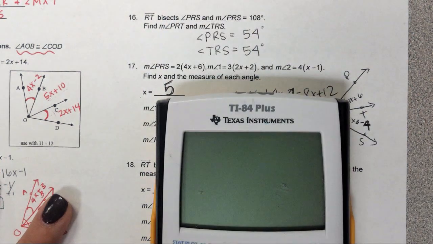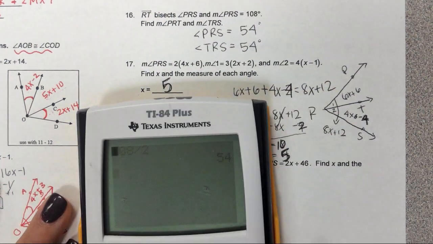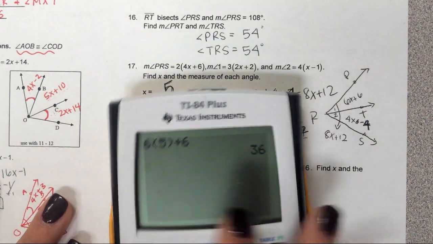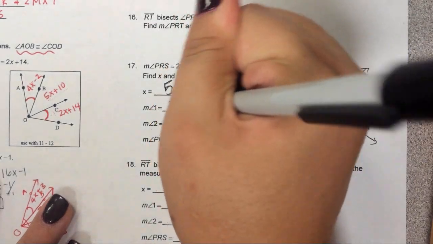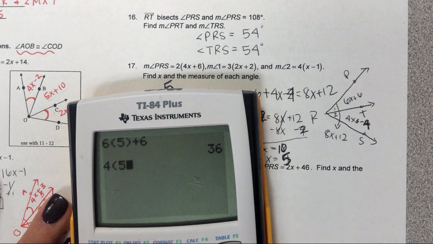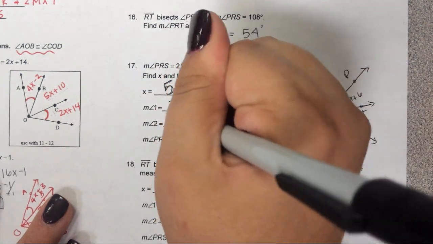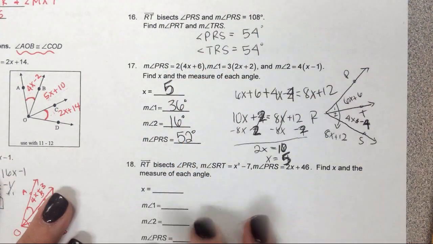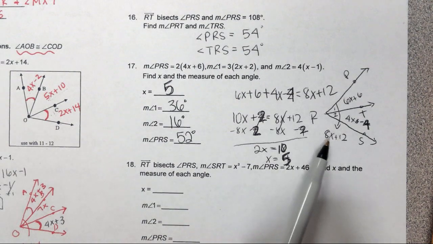So now for angle 1, I'm going to go in and 5, 5 plus 6. So I got 36 degrees. So if angle 1 is 36 degrees, this isn't a bisector, so I'm going to do 16 degrees. So what would the whole thing be? 52 degrees. Add them together. Or you can also plug it into that equation.